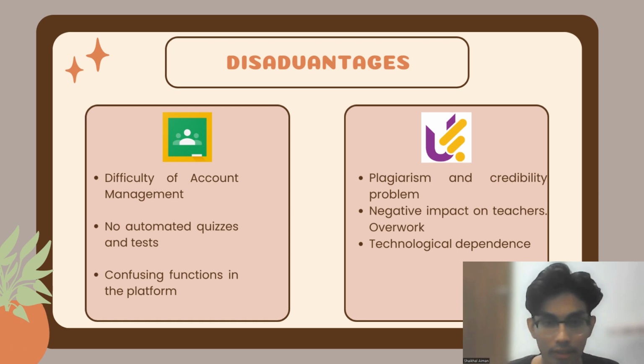Alright, the next one, I am going to talk about the disadvantages of Ufuture UiTM. The first one is the plagiarism and credibility problem. Plagiarism is an ongoing issue in the Ufuture platform. It may be difficult for students to resist their desire to look things up on Google while learning on the computer or smartphone.